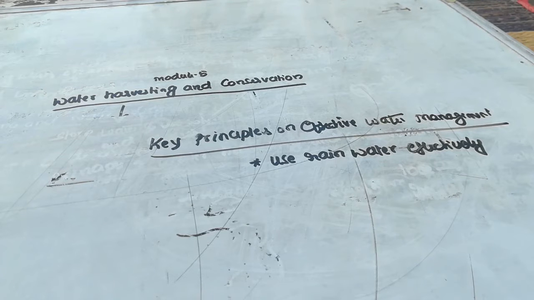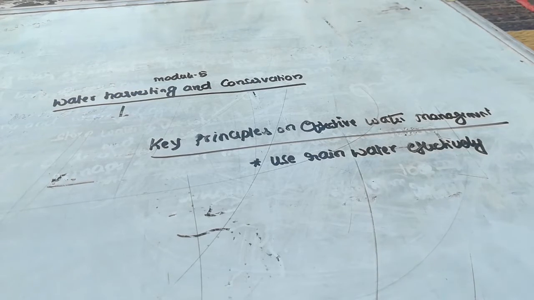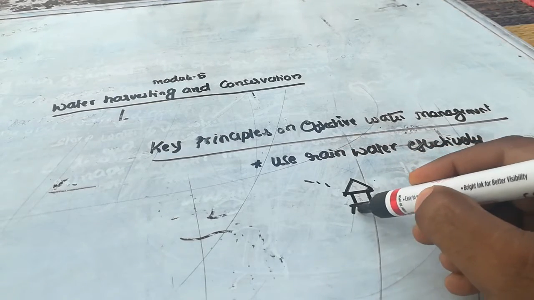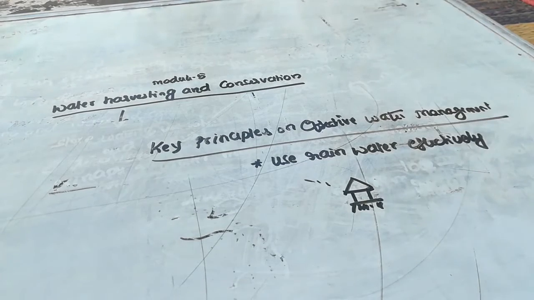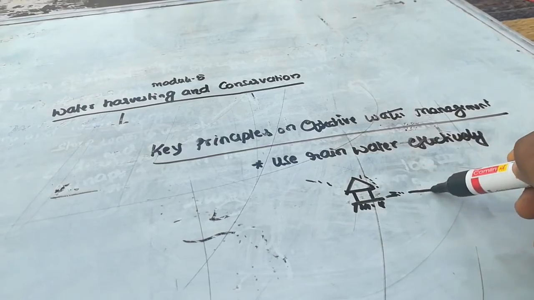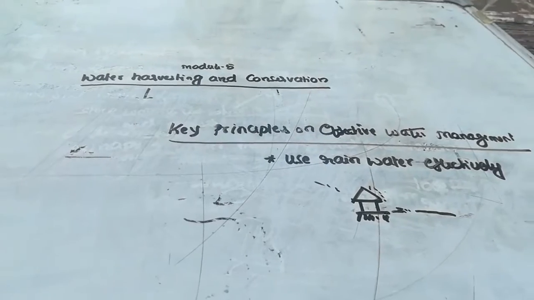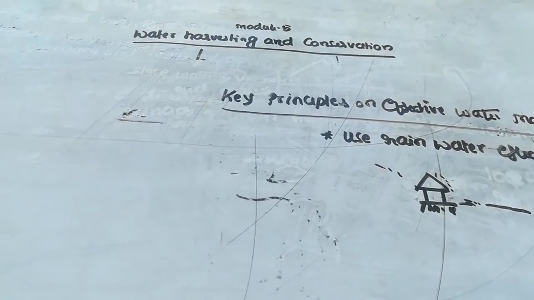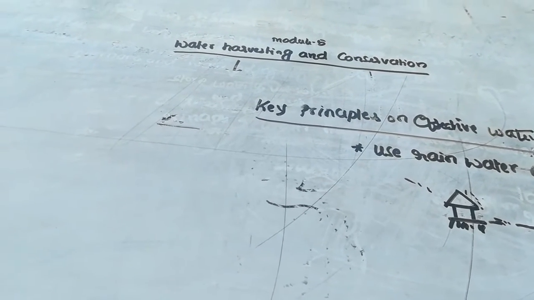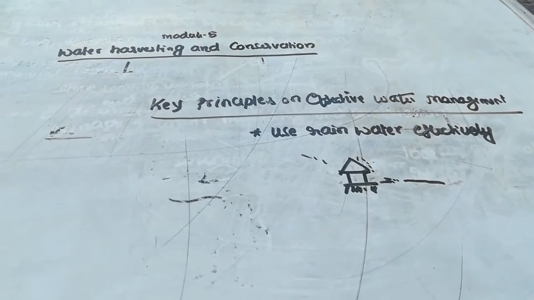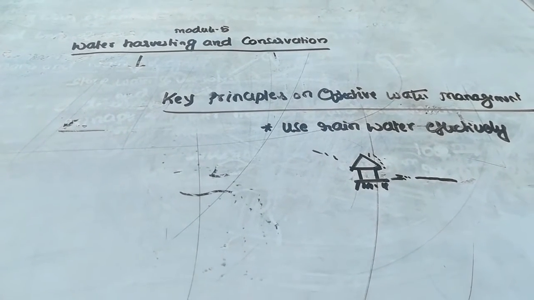Measures can also be taken to avoid runoff. How can we use rainwater effectively? When rainwater comes, for example, this is a house. The rainwater will fall here on the paved surface, and it will not be stored anywhere. It will go directly to the sea. If you do not store it, it will be wasted, so we cannot use it further.